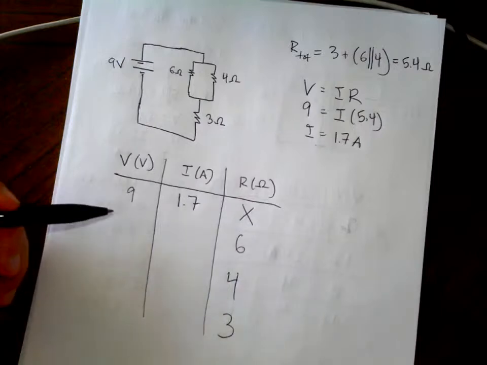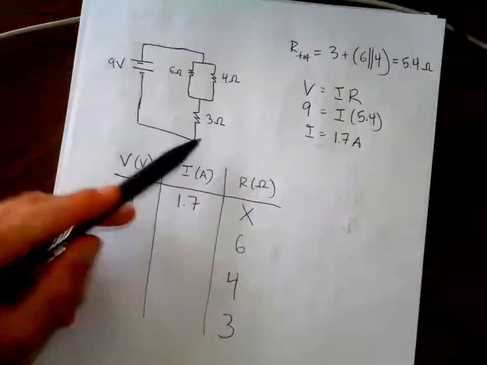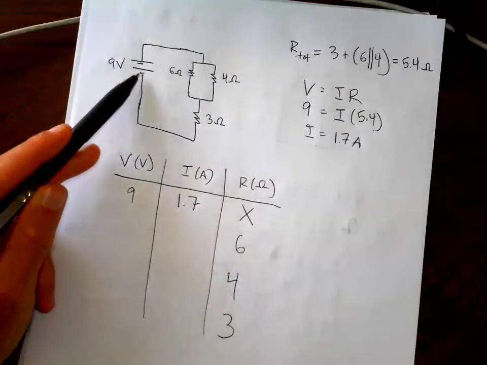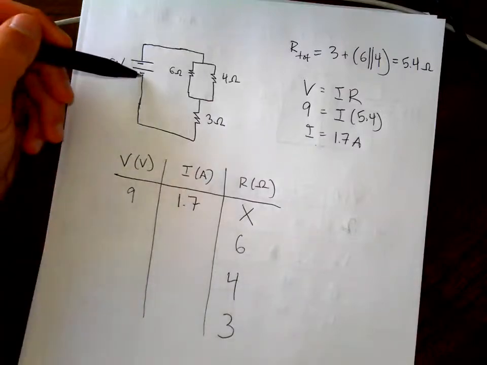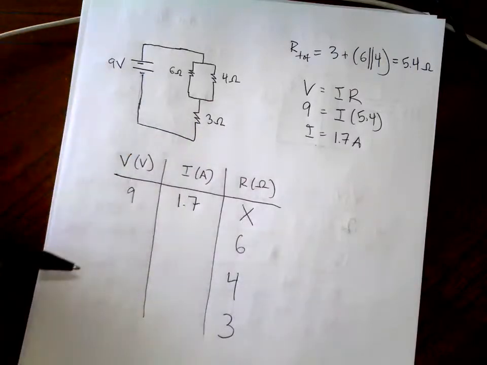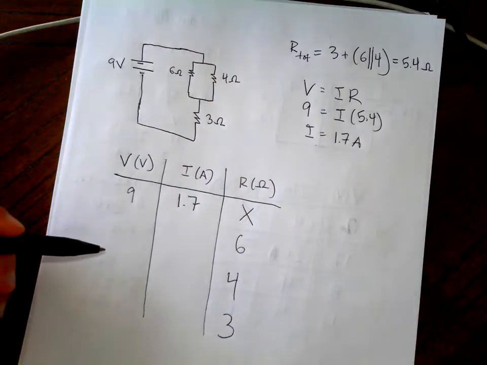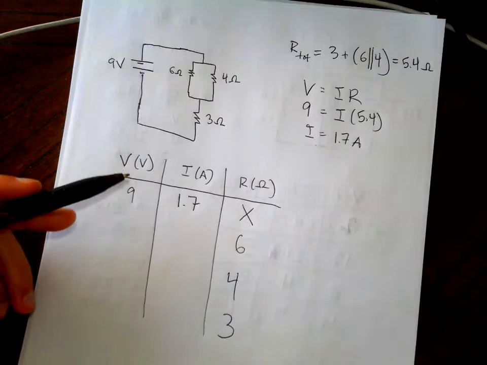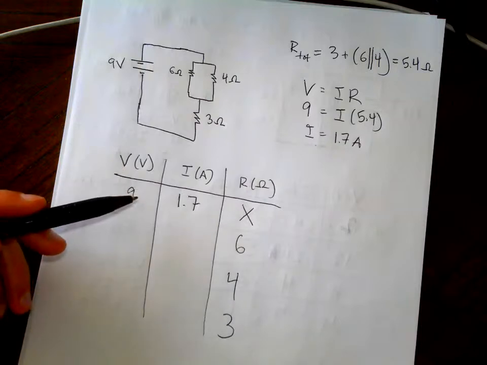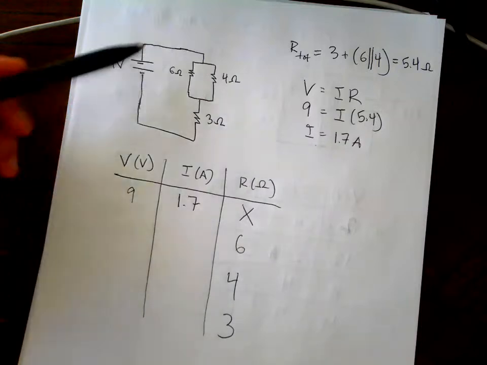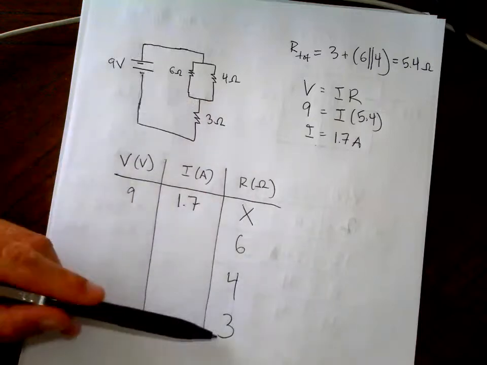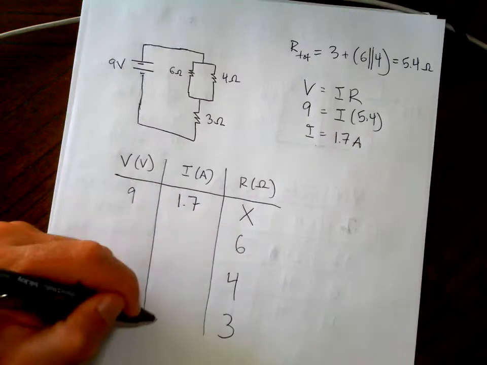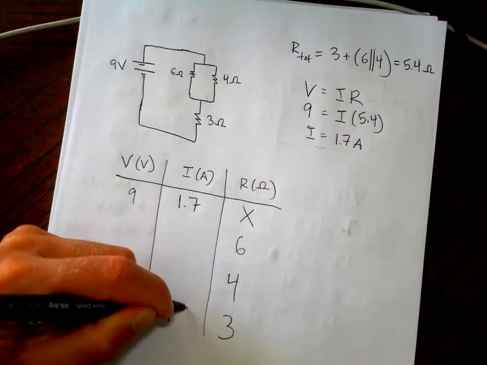Now, notice that the 3 ohm resistor here is actually in series with the battery. See how it's the battery and then one wire connects them to each other. So they are in series. So according to SIPOV, the 3 ohm resistor must have the same current as the battery. So I can fill this in as 1.7.